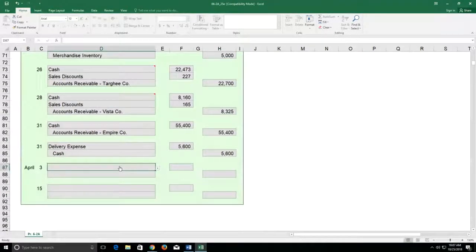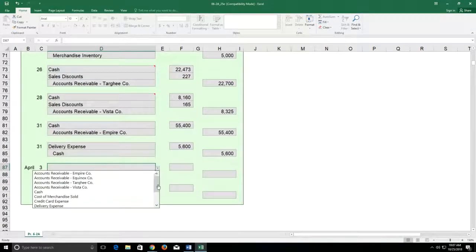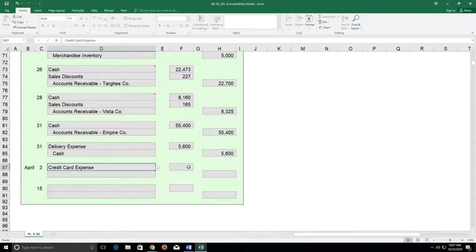On the 3rd, we have to pay the credit card company because they don't let us use them for free, right? So we have credit card expense of $940.